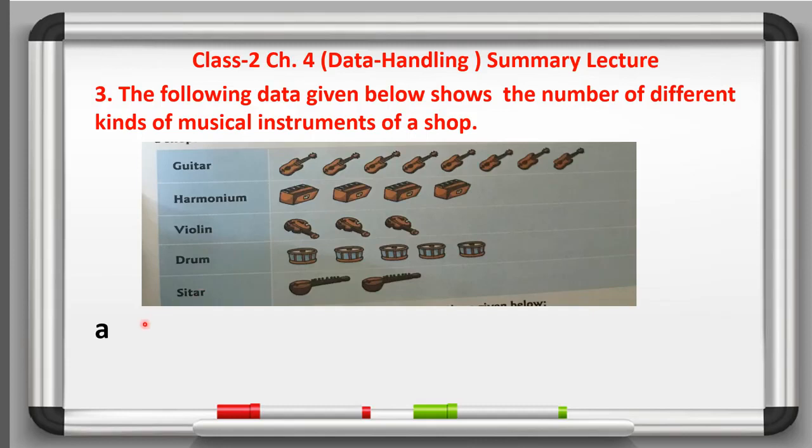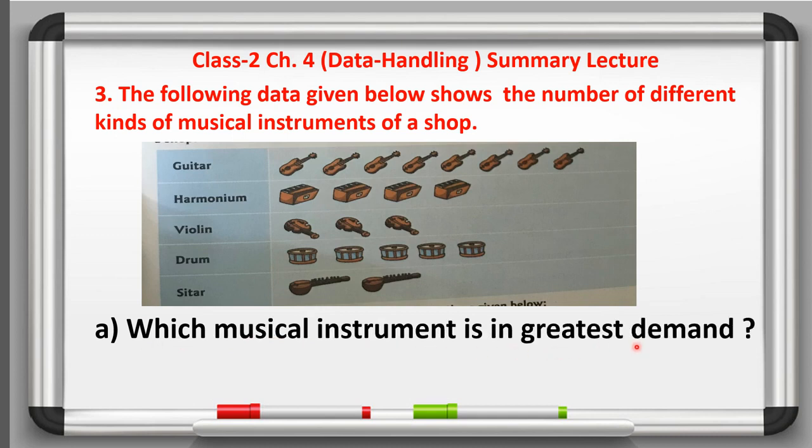So here in A part, it is given which musical instrument is in greatest demand. ठीक है, greatest demand means जिसकी सबसे ज़्यादा डिमांड है, लोगों को उस इंस्ट्रूमेंट को परचेज करना है. ओके, सो जो सबसे ज़्यादा मैक्सिमम नंबर में होगा वही उसी की डिमांड ज़्यादा है. सो लेट्स सी which musical instrument is greatest in number.